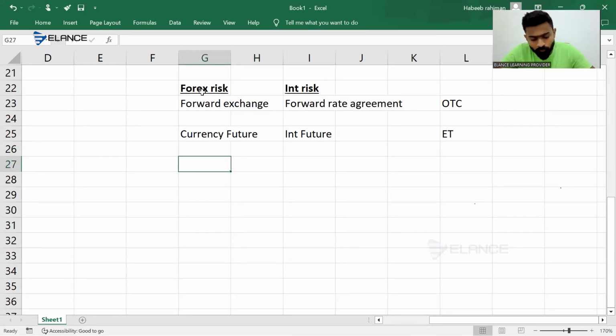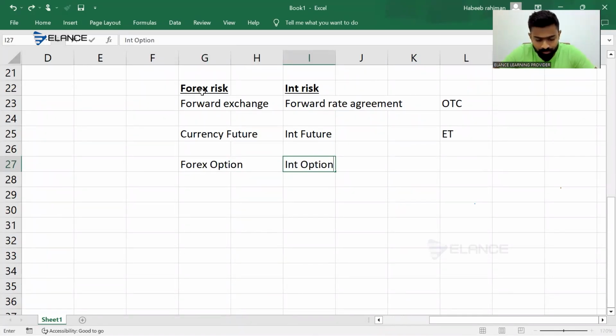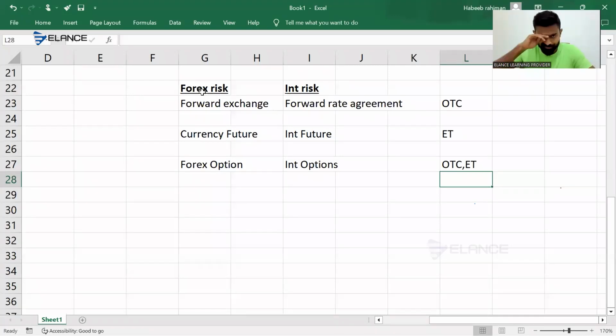Now there are forex options. Similarly, there are interest options. These could be over the counter as well as exchange traded.